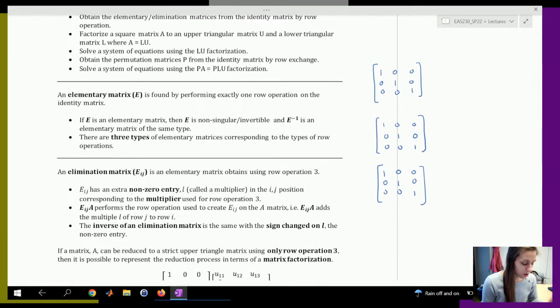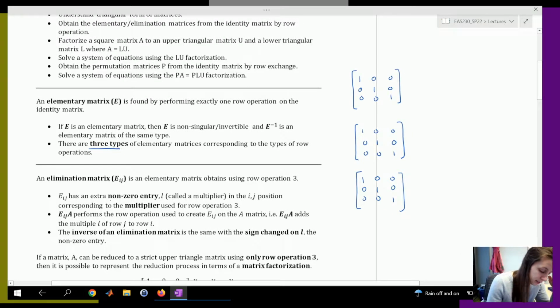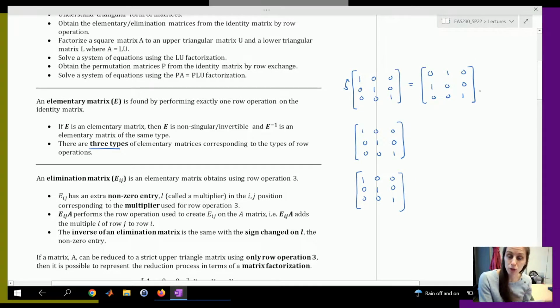So elementary matrices are just the identity matrix, where we perform one row operation on the identity matrix. There are three types of row operations, which means there are three types of elementary matrices corresponding to the row operations. For example, if I take this identity matrix and I swap these first two rows, I will end up with this, which is an elementary matrix. It's specifically called a permutation matrix. We'll get to that later. But that's an elementary matrix because I performed one row operation.